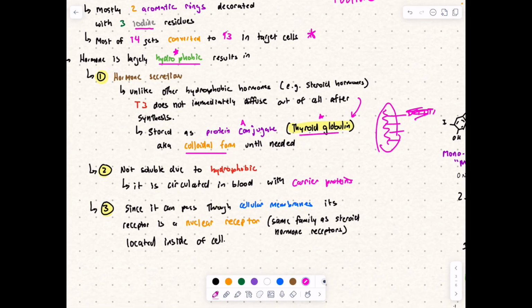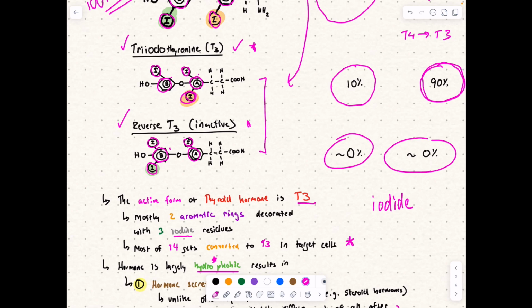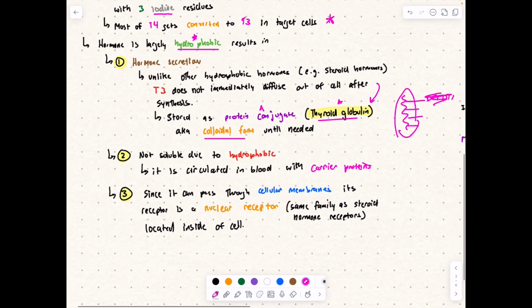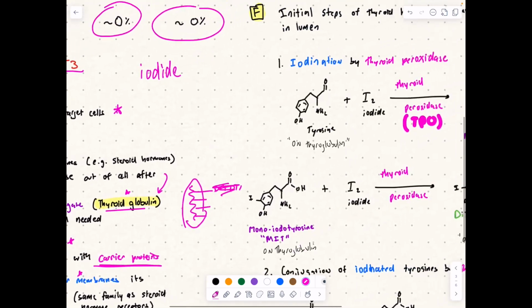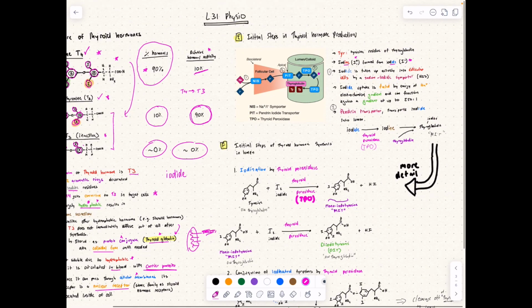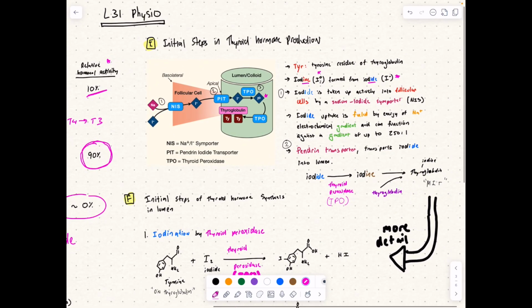Okay, and why does it need to do that? Because this hormone, with all these nice aromatic rings, is largely hydrophobic. Because it's hydrophobic, when it does get into the blood, it's going to need to be bound to a carrier protein, and then since it can pass through cellular membranes, being hydrophobic, when it gets to its target, its receptor is going to be a nuclear receptor overall, so located inside of the cell, versus a membrane receptor for the proteinaceous hormones. This is a hydrophobic hormone, so nuclear receptor.